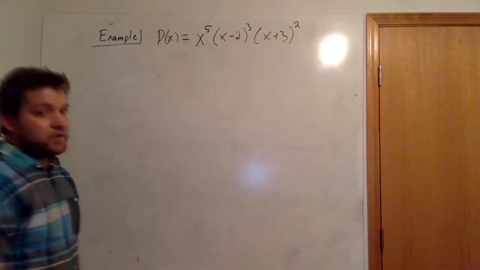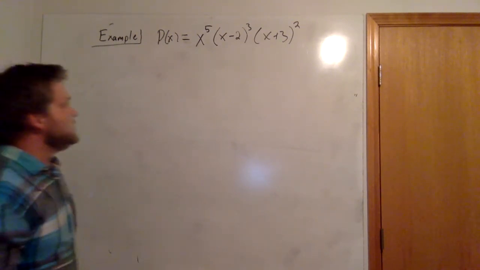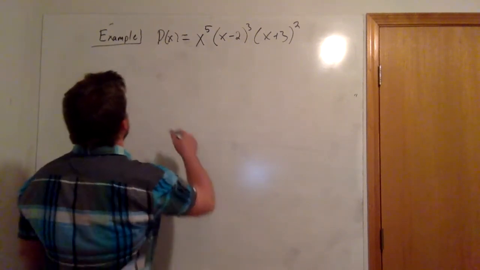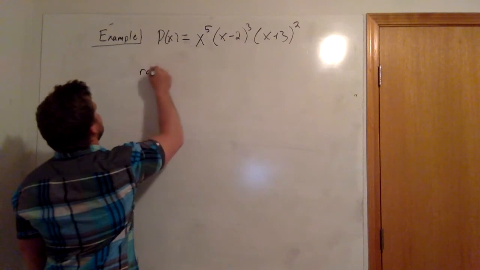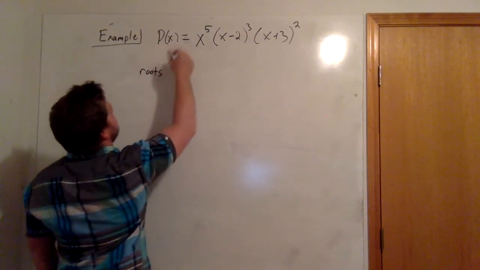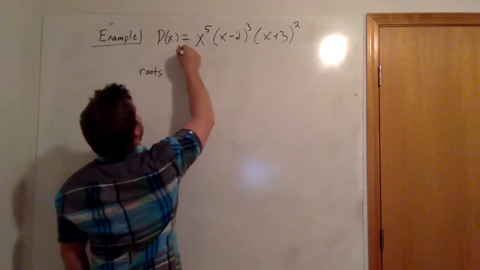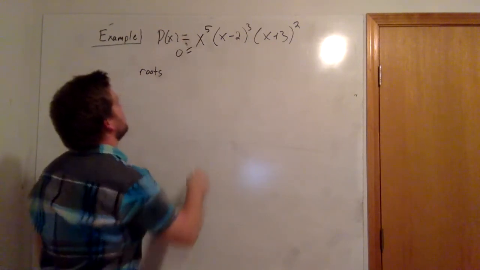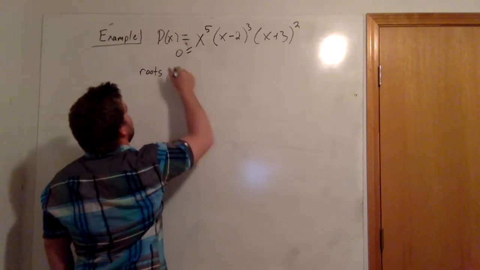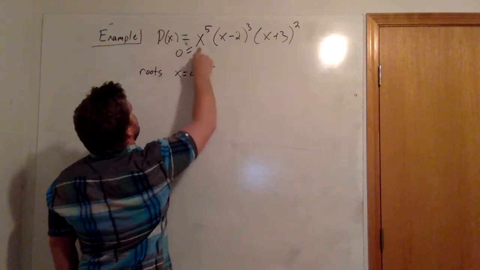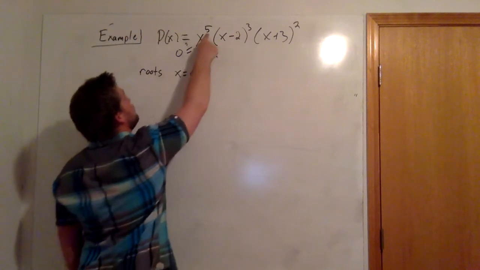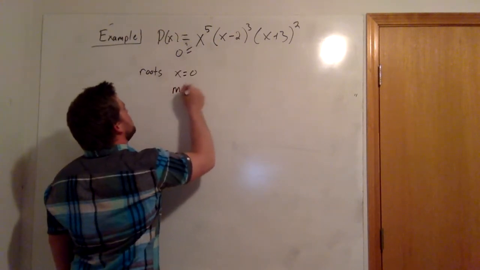So the first thing we want to do is let's go ahead and find its roots. So what will the roots be? Okay, so the roots, I want to know when the output of this function is 0. So I want to know when is this equal to 0. Well, if I plug in 0 for x, then that'll zero everything out. And this x equals 0 will have a multiplicity of 5. So m equals 5.